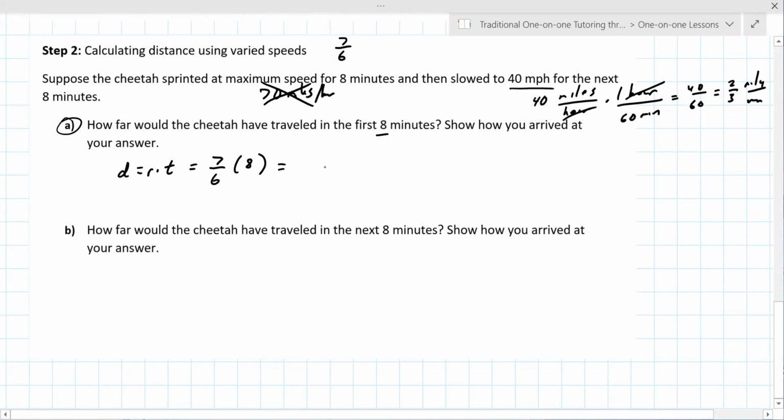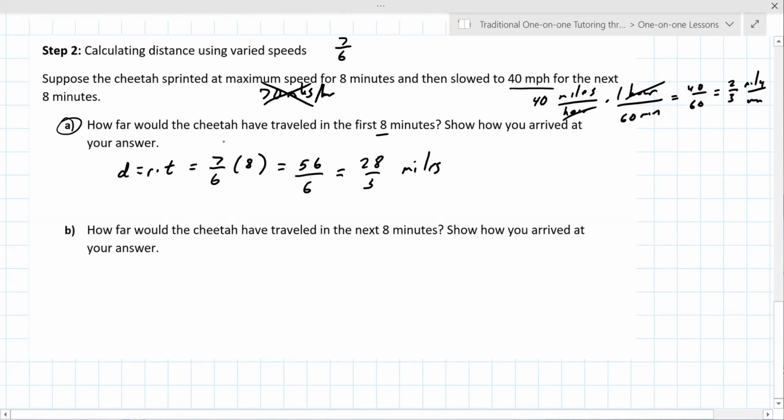Right. Okay, so that's 56/6, which is 28/3 miles. So when it says show how you arrived at your answer, they're just asking you to show your work. And if I'm grading it, I definitely want to see the word miles there, because it's important that they understand that it's a distance traveled.